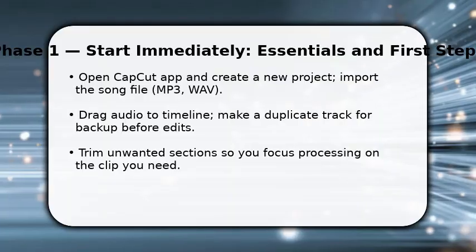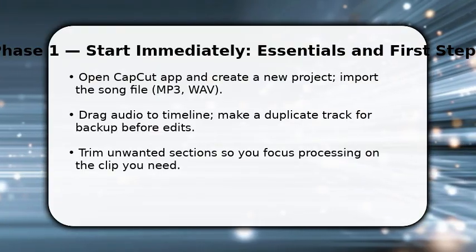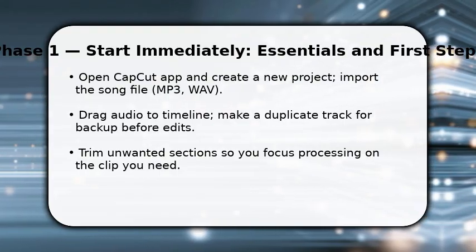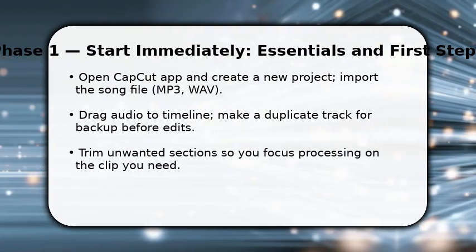You start by importing the exact song into CapCut, then place it on the timeline so you can work precisely. Once the audio is visible, duplicate the track immediately. That gives you a safety copy in case the removal changes tone.